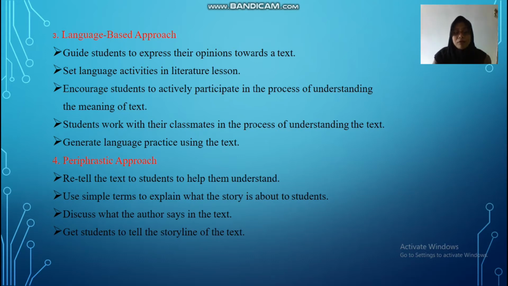And number 4, there is the periphrastic approach. The points are to retell the text to students to help them understand, and then use simple terms to explain what the story is about to students, and discuss what the author says in the text, and the last, get students to tell the storyline of the text.